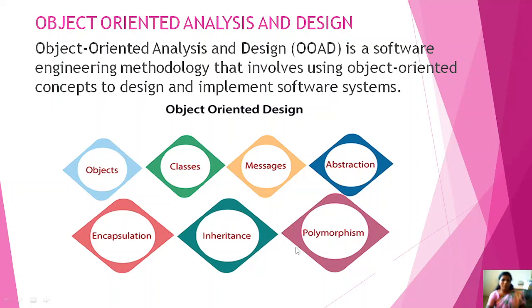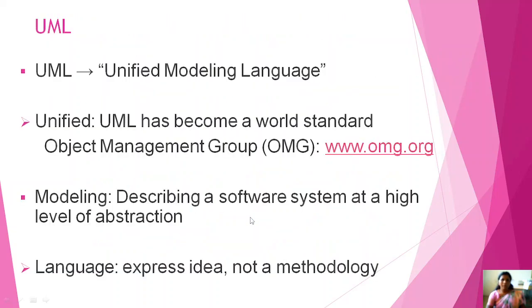By using these object-oriented concepts, software can be analyzed and designed. For designing software, we need a language. One such language is called UML. UML is Unified Modeling Language. What is this unified? This unified is a standard. UML has become a world standard object management tool. It has been recognized by the OMG, and that's why it is called unified.